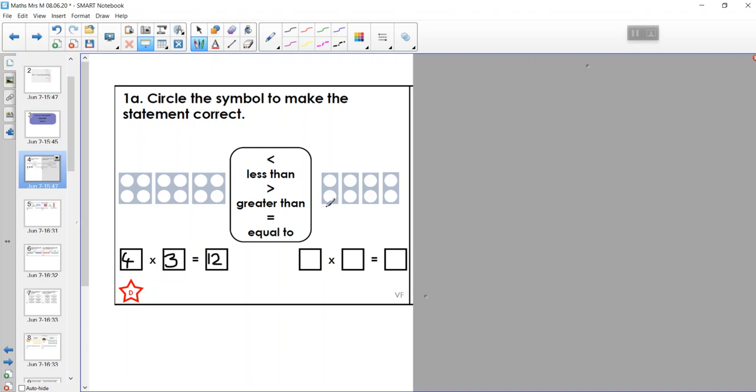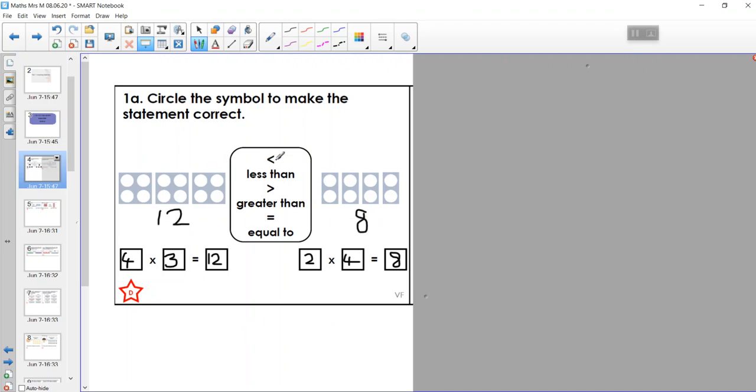And I can see I've got 2, and I've got 2 4 times. 2 times 4 is 8. Let's just check by counting. 1, 2, 3, 4, 5, 6, 7, 8. 2 times 4 is 8. So here, my statement comes to 12. And on this side, it's worth 8.